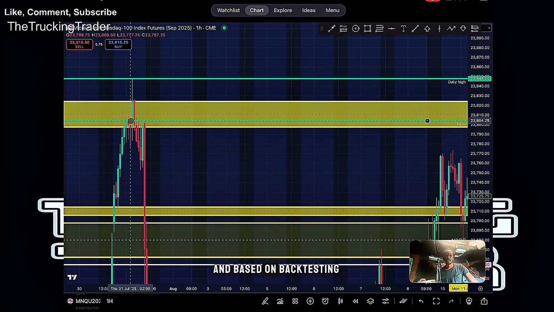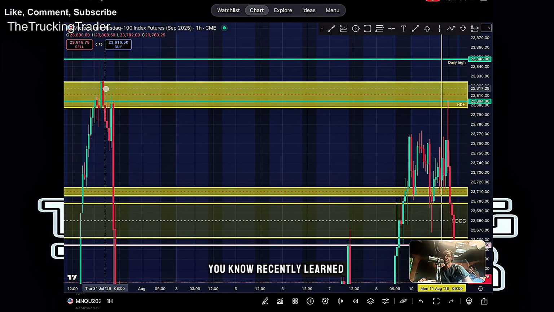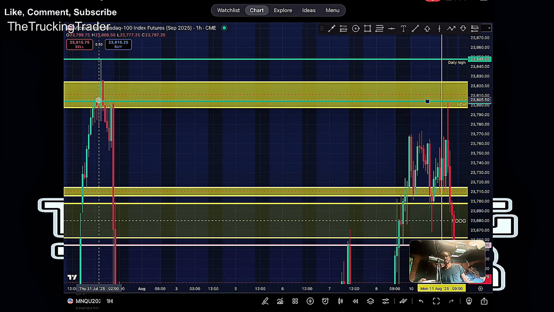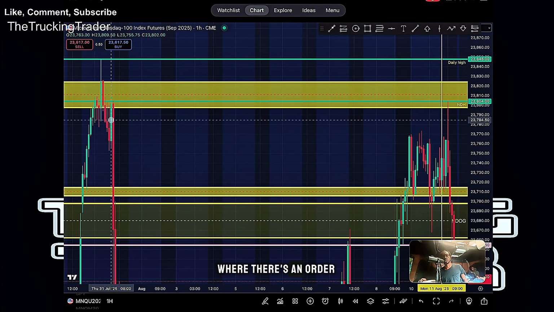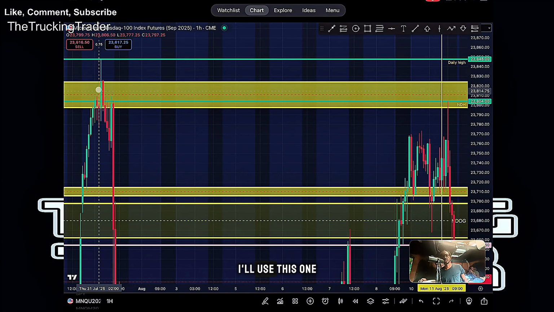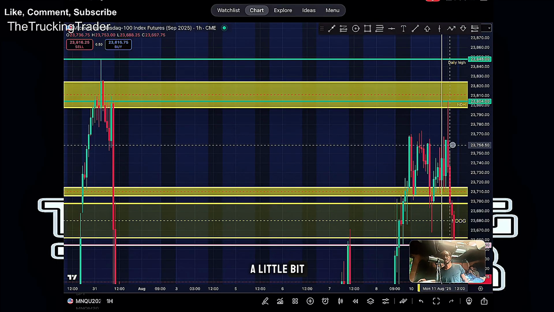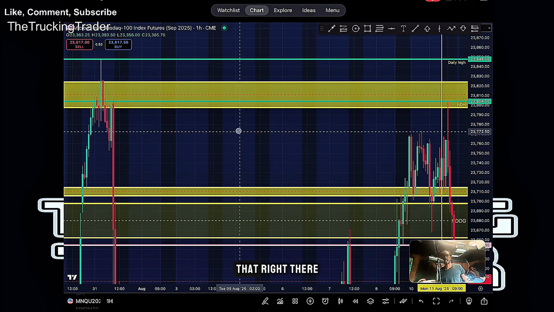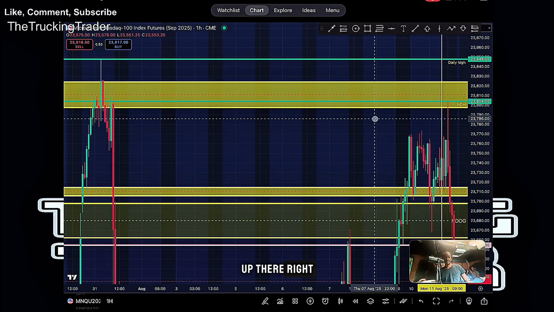And based on back testing, based on all of the things that I have recently learned from just watching price myself, not even just from studying ICT, but from me watching price and back testing, I have learned to just use this order block, right? Whenever there's a scenario where there's an order block right here, I'll use this one. Notice how price did respect this one just a little bit, right? We did respect that right there, but we didn't invalidate this one just yet. But it gets really close up there, right?